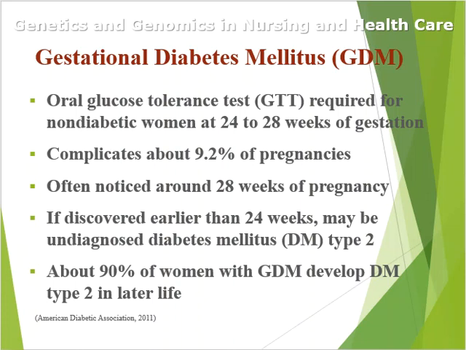Okay, so gestational diabetes is confirmed with an oral glucose tolerance test that's required for all non-diabetic women to take at 24 to 48 weeks of gestation. Gestational diabetes mellitus complicates about 9.2% of pregnancies. It is often noticed around week 28. If it's discovered earlier than 24 weeks, that may be an undiagnosed diabetes mellitus type 2 that was actually there but wasn't known before. And about 90% of women with gestational diabetes mellitus do develop diabetes mellitus type 2 later in life.